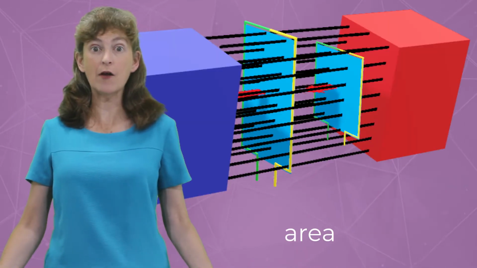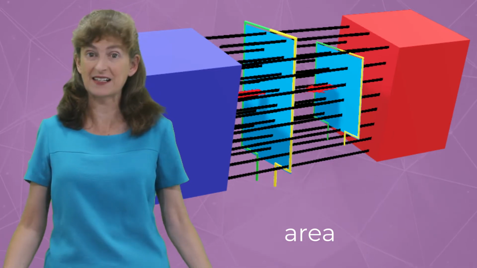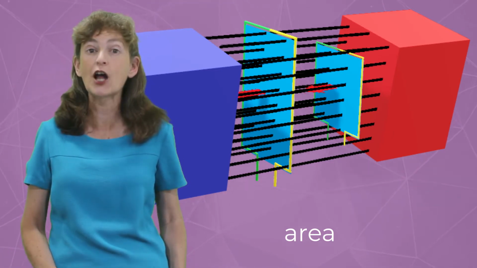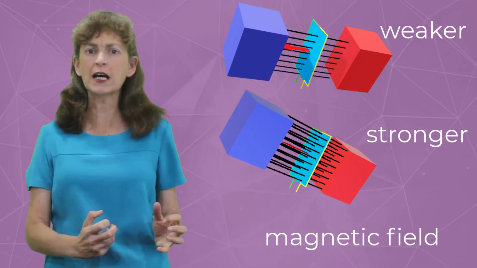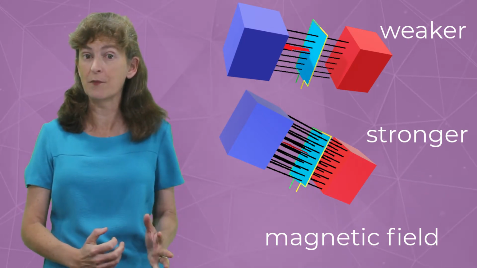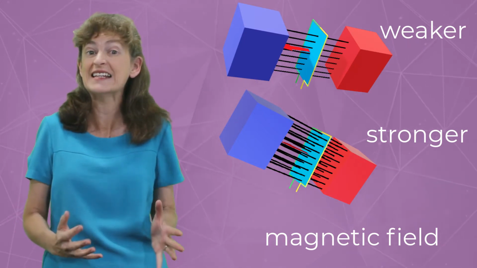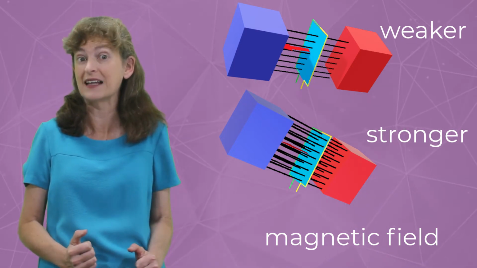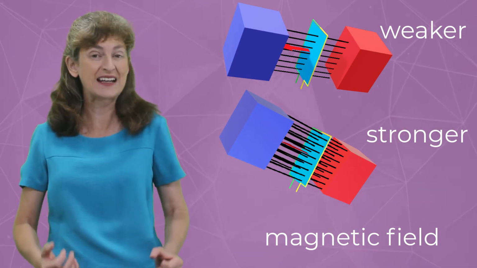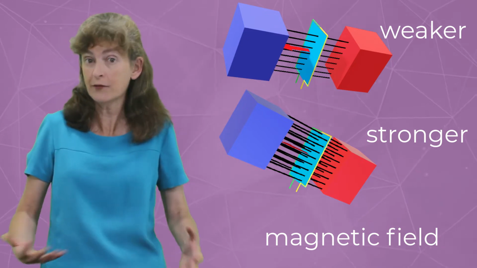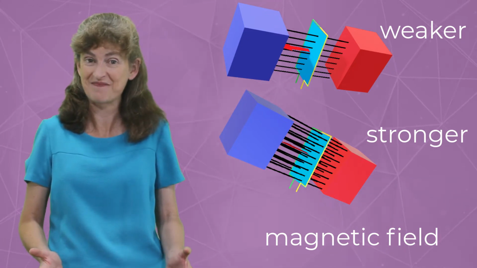The bigger the area of the coil, the greater the flux linkage if all other variables are constant. The stronger the magnetic field strength of the magnets, the greater the density of magnetic field lines, and so the greater the magnetic flux linkage if all other variables are constant.